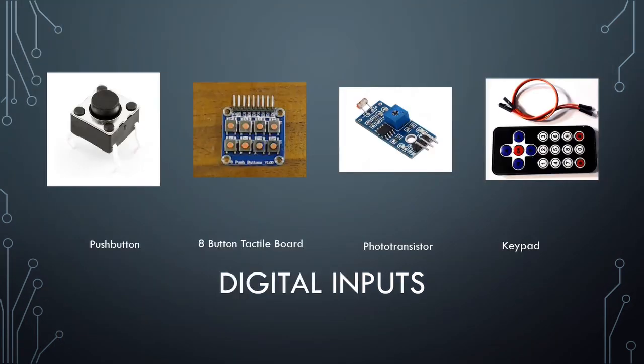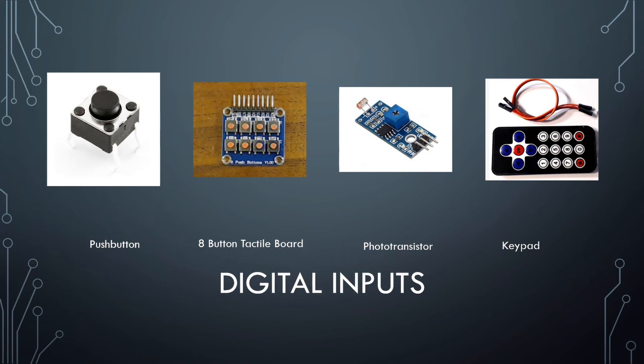Here are some digital inputs, and again, these are very clearly either on or off, either inputting information or not. There is a push button, which we've used. It is on when we press it, off when it's not. There's an 8-button tactile board, which gives us multiple buttons that are all connected by a pin each. We have a photo transistor. It's detecting either there's light or there's not. There's no in between.